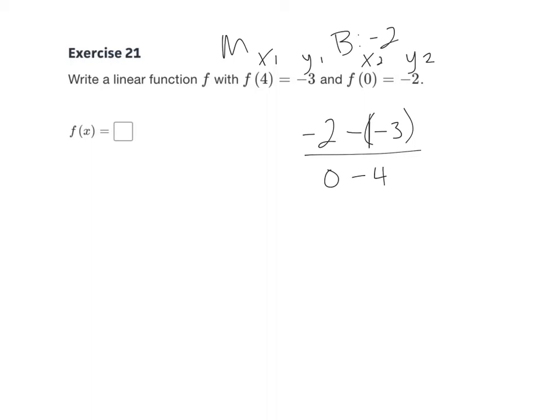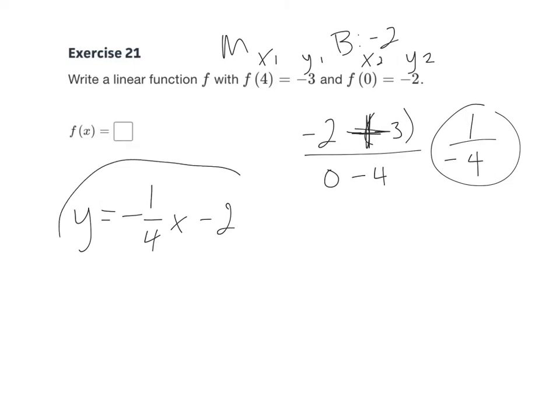This minus a negative I'm going to change into a great big plus sign. -2 plus 3 is 1. 0 take away 4 is -4. So here's my slope. Put this into the equation, we'd have f of x, or y, equals -1/4 x minus 2.